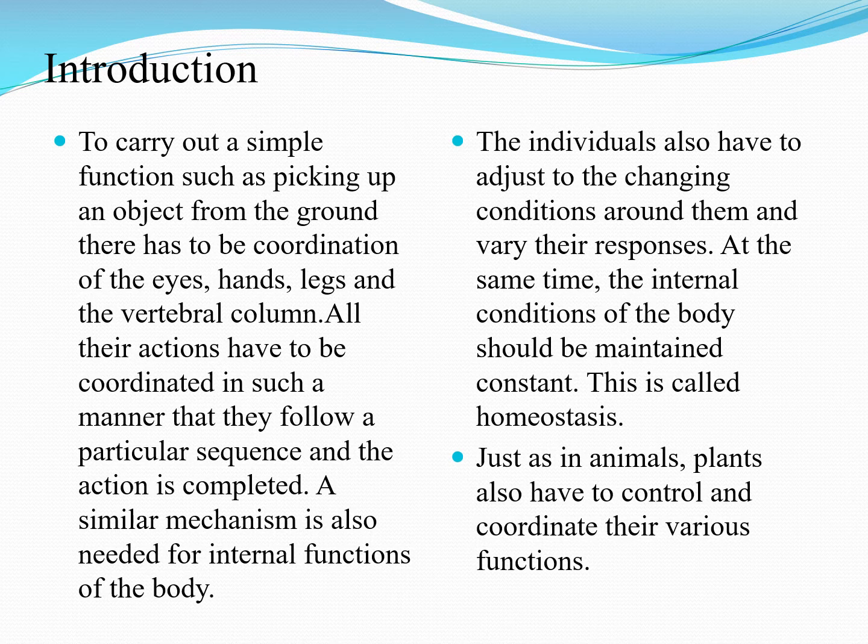To carry out a simple function such as picking up an object from the ground, there has to be coordination of the eyes, hands, legs and the vertebral column. Yes, already I told you, observing, taking, then movement, everything. So all their actions have to be coordinated in such a manner that they follow a particular sequence and the action is completed.